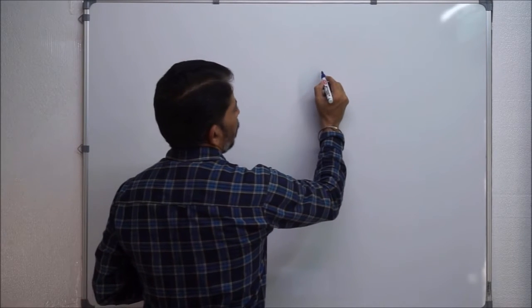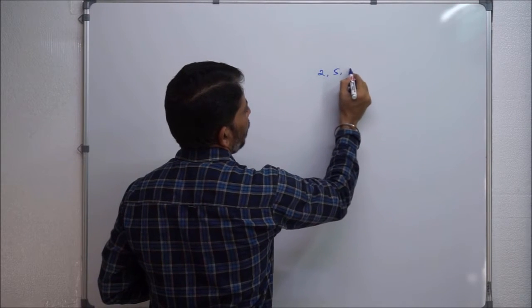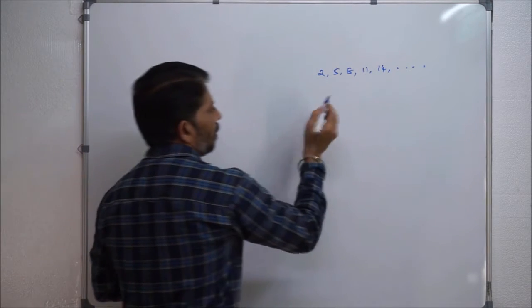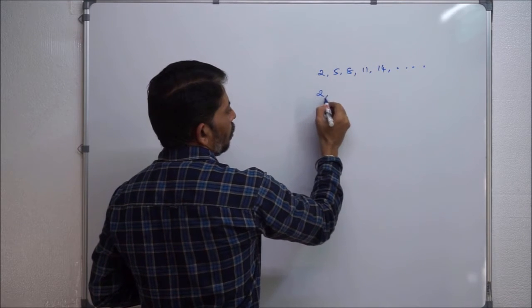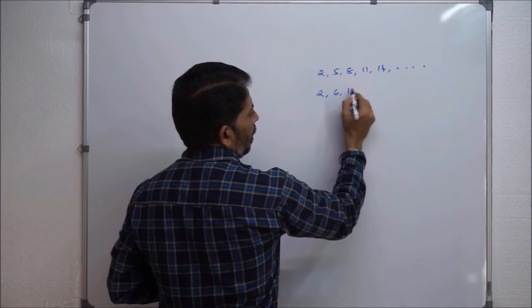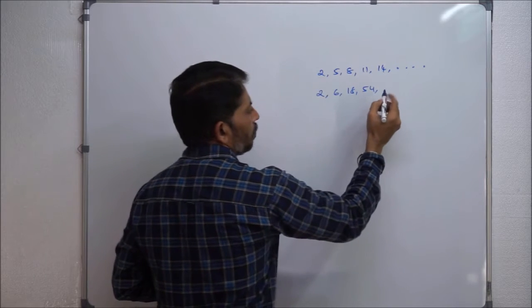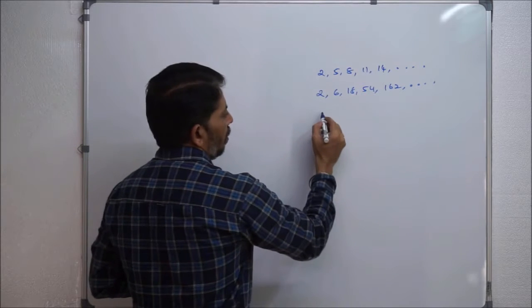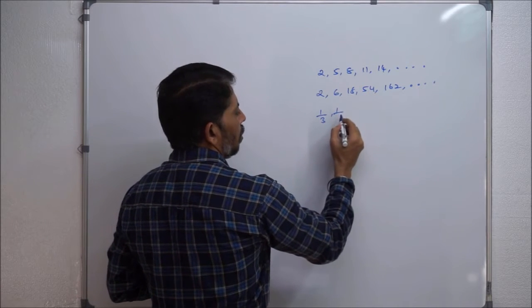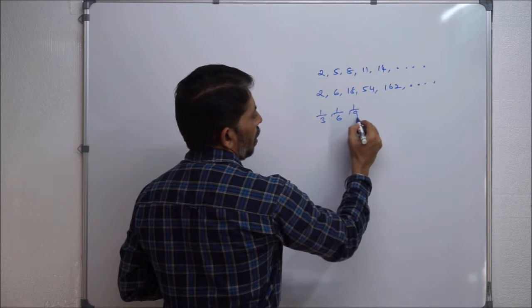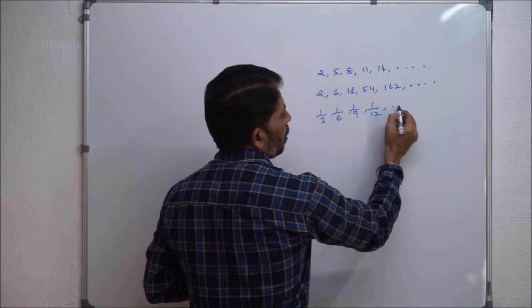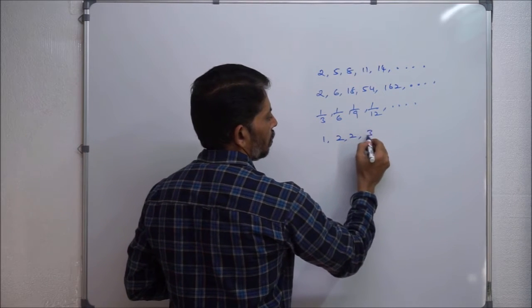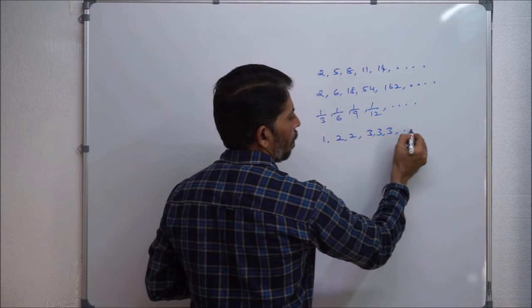Now 2, 5, 8, 11, 14 and so on, and 2, 6, 18, 54, 162 and so on, 1 by 3, 1 by 6, 1 by 9, 1 by 12 and so on. Now 1, 2, 2, 3, 3, 3.